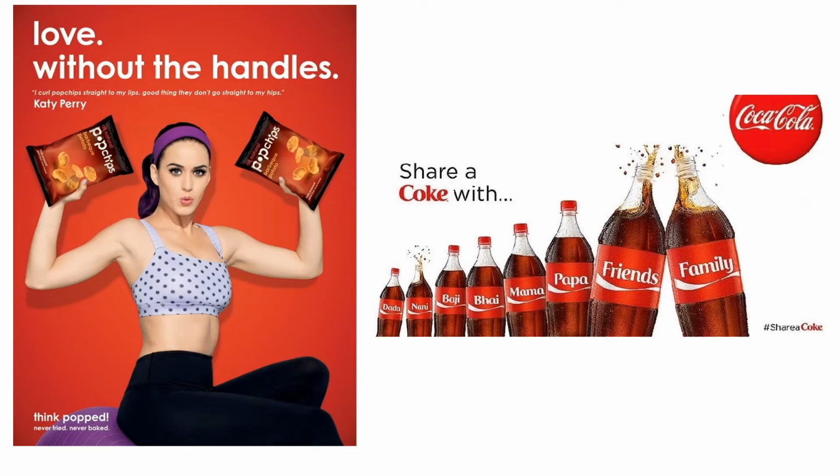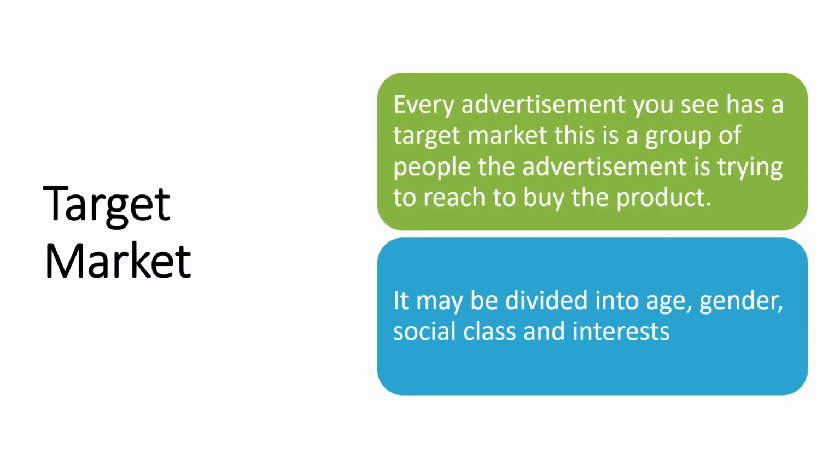Now, with every advertisement, it has a certain type of person or people it is trying to reach. And in advertising, we call this the target market. So the target market is a certain group of people that the advertisement is trying to reach so that they buy the product. And it may be divided into age, gender, social class, and interest.